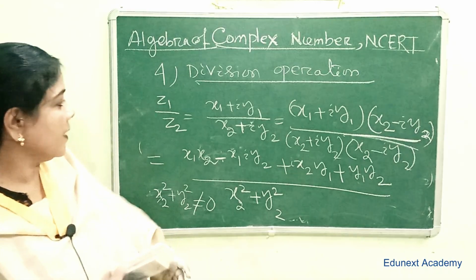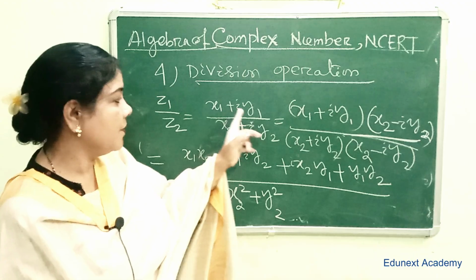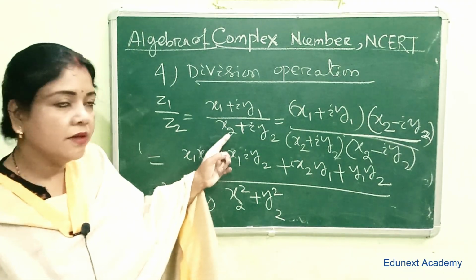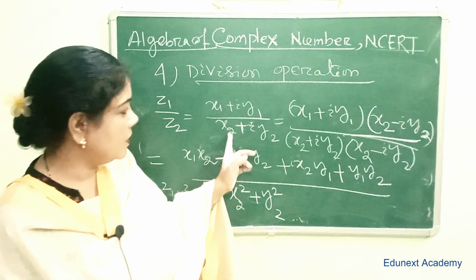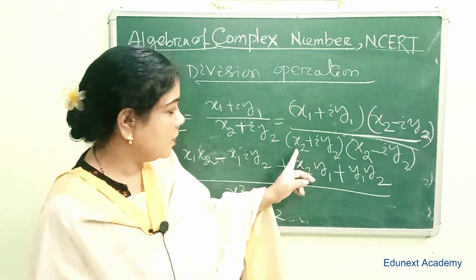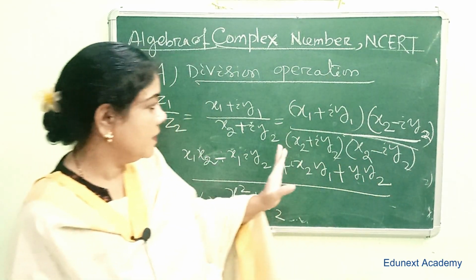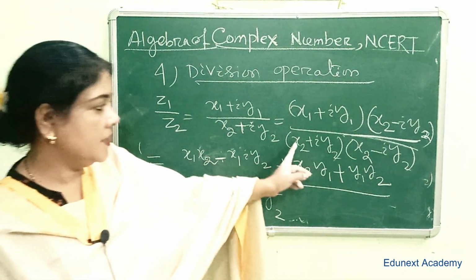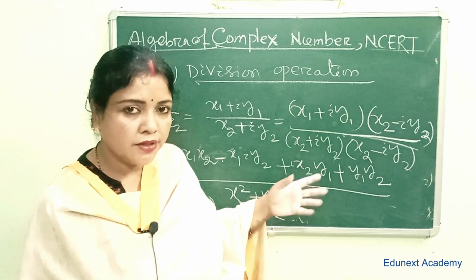Again I am repeating. Z1 by Z2 is the division operation. Z1 is x1 plus iy1 divided by x2 plus iy2. Now see the denominator, write the complex conjugate of the denominator. The denominator is x2 plus iy2. The complex conjugate of x2 plus iy2 is x2 minus iy2. The same thing I have to multiply in the numerator. Now see, this particular thing is coming in the form of (a minus b) into (a plus b), a square minus b square.